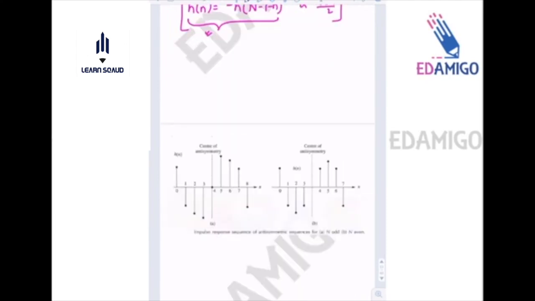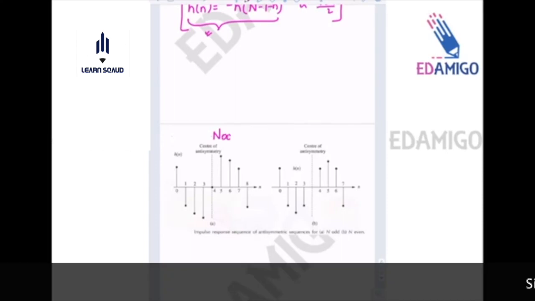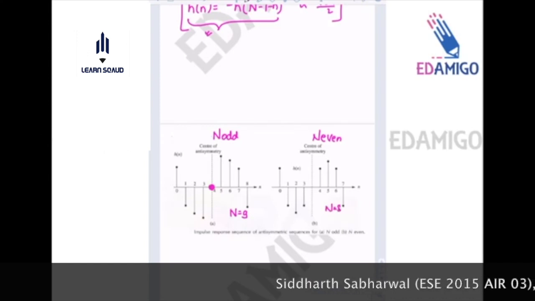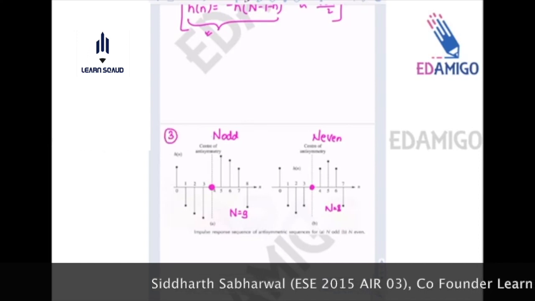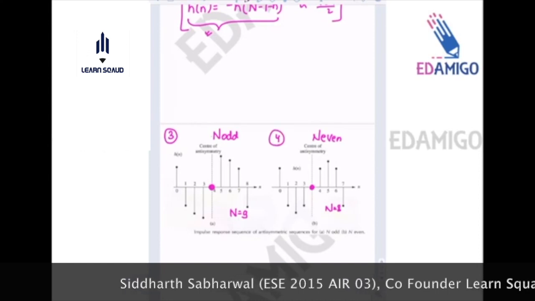So for antisymmetric also there will be two cases, N is odd and N is even. So here N is equal to 9. So Hn will be antisymmetric about 4, that is capital N minus 1 divided by 2, that is 9 minus 1 divided by 2, that is 4, and at 4 the Hn has to be 0. Here N is equal to 8, so it will be antisymmetric about 3.5, that is 8 minus 1 divided by 2, that is 3.5. Okay, so this is the third case and this is the fourth case.